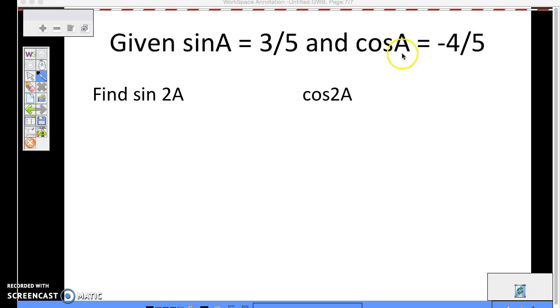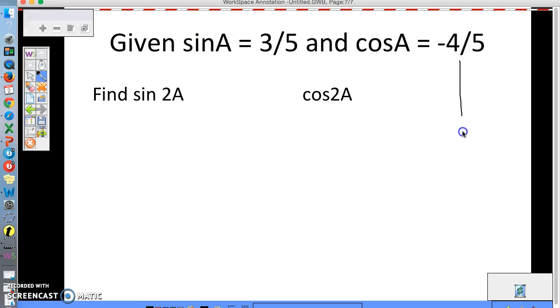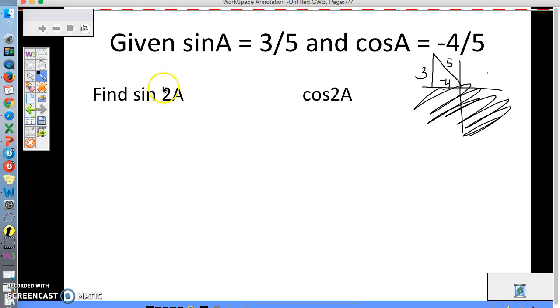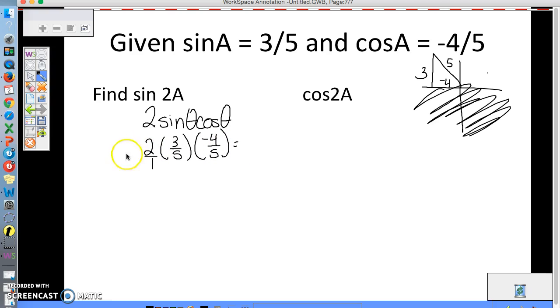Now the next one we look at, the trickiest part on these is deciding what quadrant. So when we look at this one, our sine is positive, so it's not in these because our sine's negative there. And our cosine is negative. Well, it's positive and positive, so that's over here. So we have 3 over 5, and it'd be negative 4 over 5. So our sine, this one was 2 sine of theta cosine of theta. So 2 times 3/5 times negative 4/5. We can put this over 1. Multiply straight across. 2 times 3 is 6 times negative 4. So we have negative 24/25.